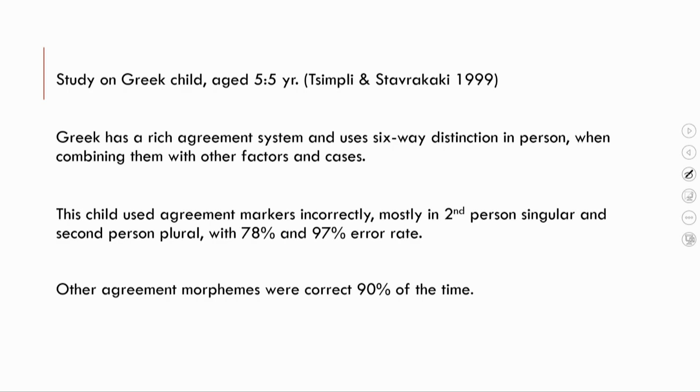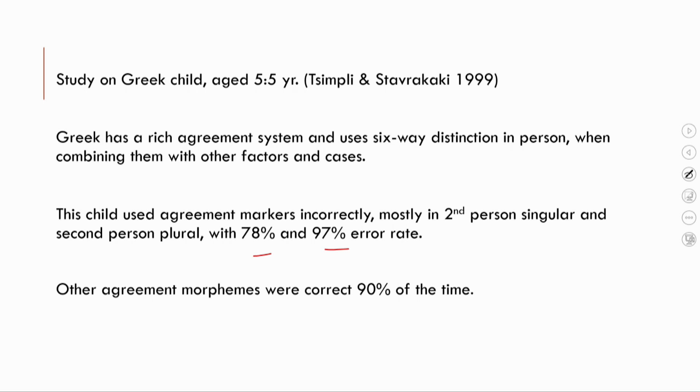So, Greek has a very rich agreement system and uses a 6-way distinction in person, and when combining it with other factors and case, you can imagine the complexity. So, there is a 6-way distinction in person marking. This particular child that was studied used agreement markers incorrectly, mostly in second person singular and second person plural, with 78% and 97% error rates. That is the level of difficulty the child faced.